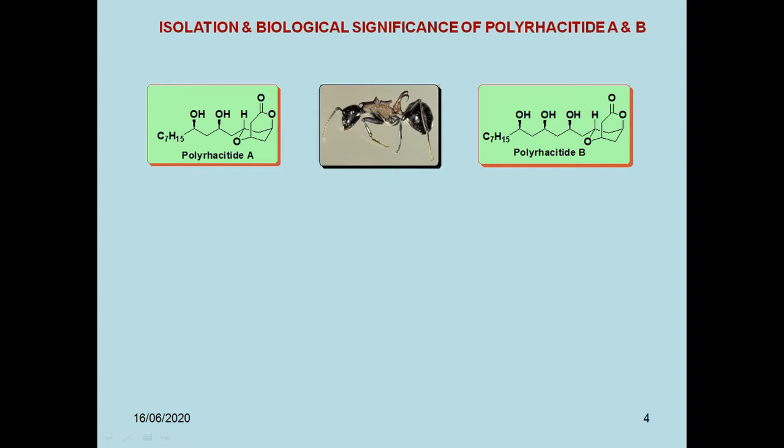So I entered into January 2009. January 2009 I started the synthesis of polyhectade A. After three and a half years, I have only one publication. So then I started in the synthesis of polyhectade A.